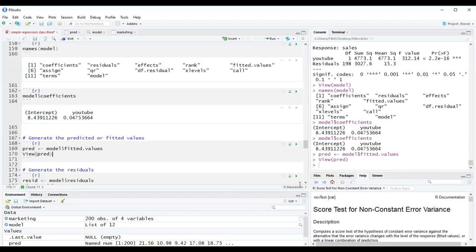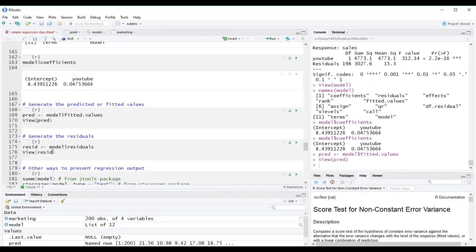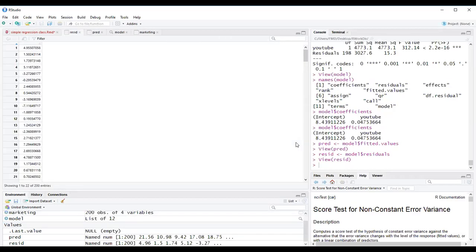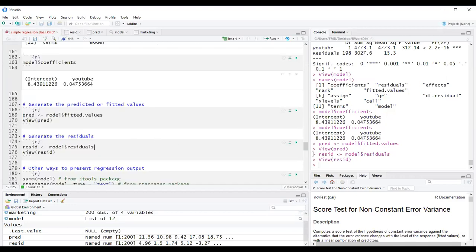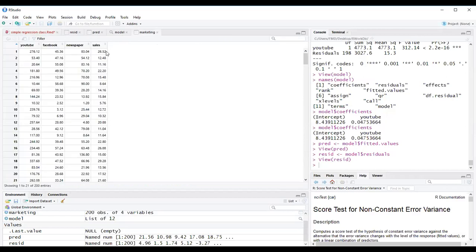And also we can generate the residuals. This. If you run this, okay. So I leave it to you as an exercise, guys, to create an object that puts them together. Let me just show you. Okay, this is our sales, guys.